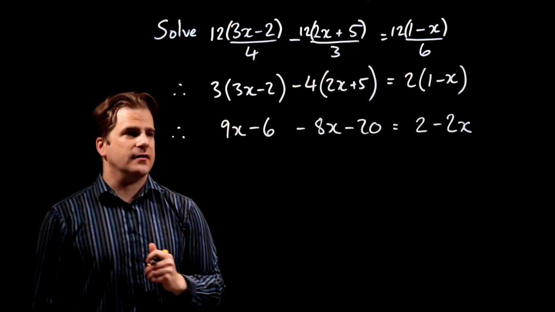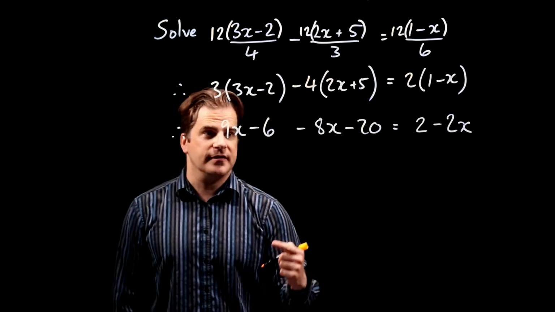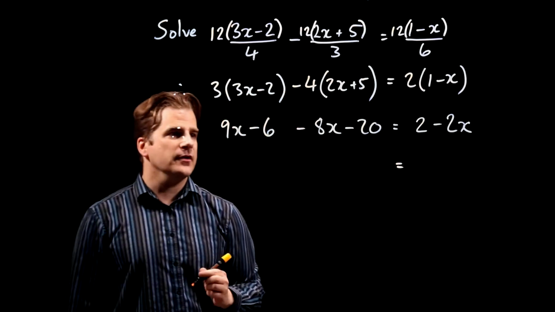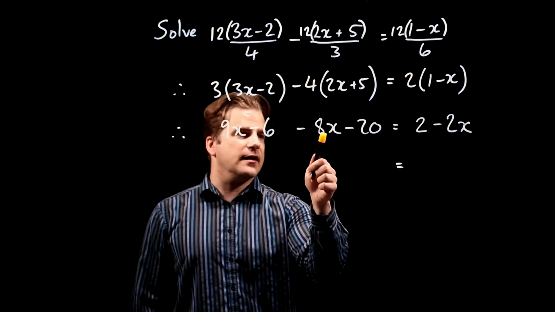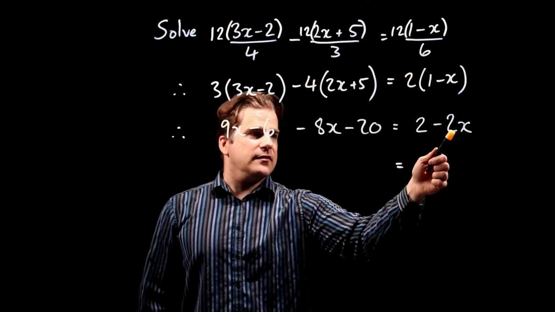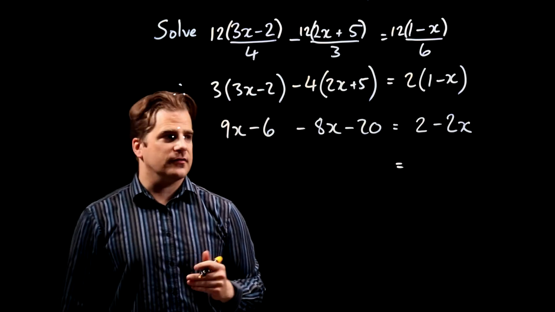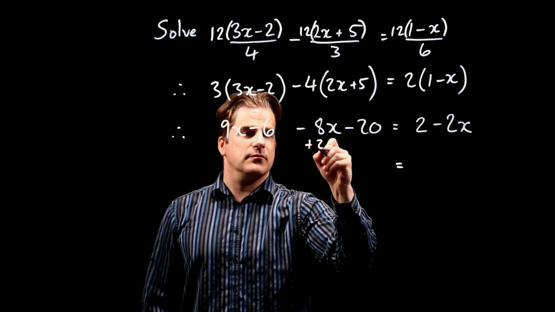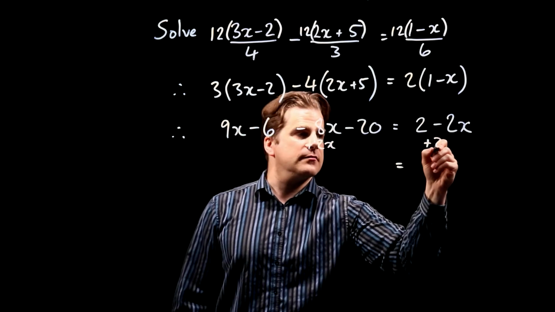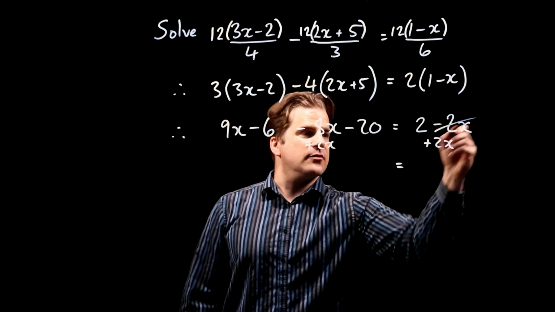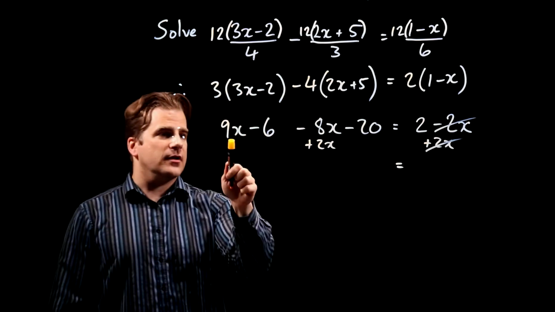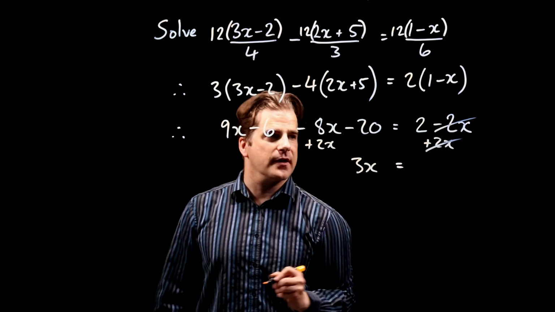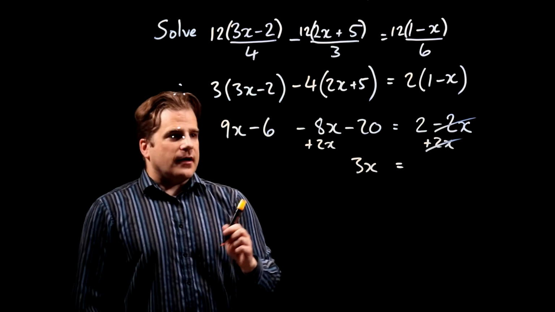Good, gather like terms. Let's have all the x's on this side and all the numbers on that side. Why not? Okay, 9x minus 8x. When we bring the minus 2x over here, it becomes plus 2x, or if you like, we're adding 2x to both sides. Okay, so minus 2x plus 2x is gone. So 9x minus 8x plus 2x is 3x. Okay, right, numbers.